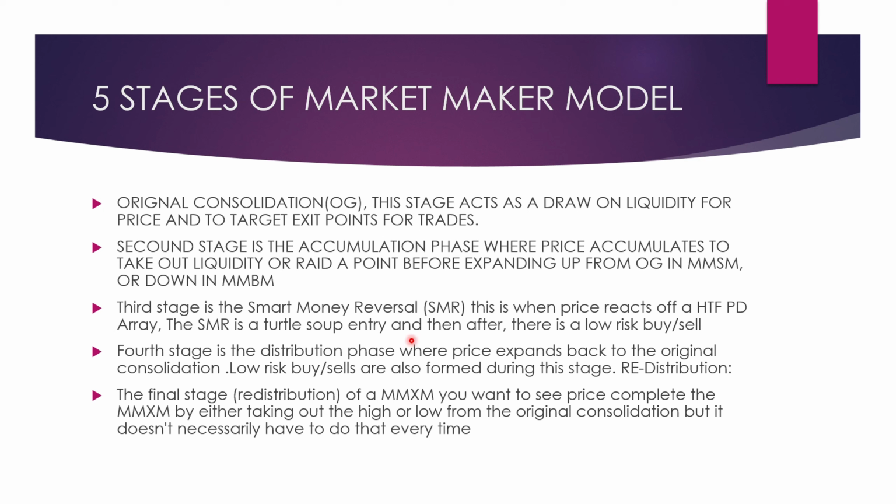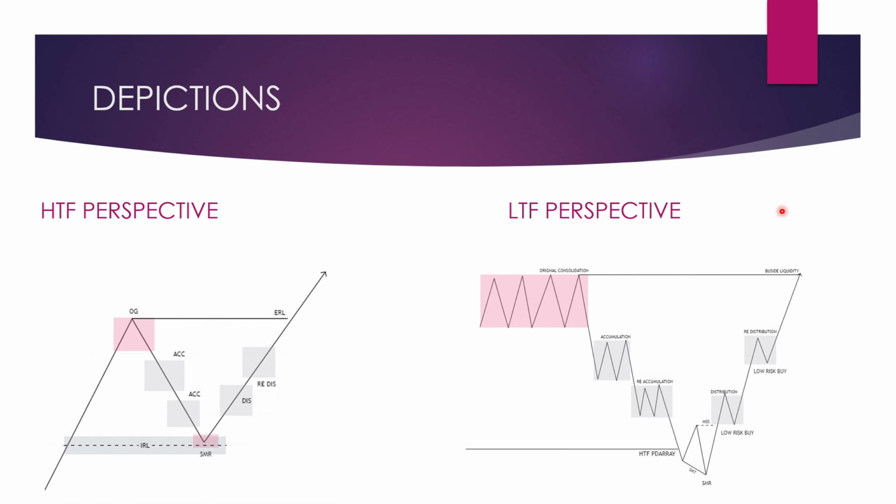The final stage, right? Redistribution of a market maker model. You want to see price complete the market maker model by either taking out the old highs or lows from the original consolidation, but it is not necessary to do this all the time, right? Let's understand through this depiction.